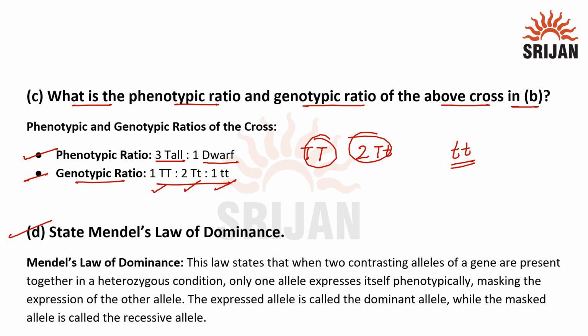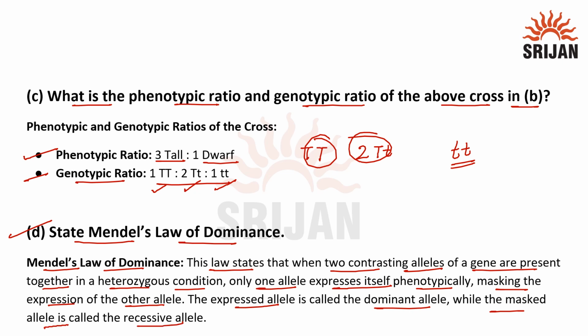Next is, state Mendel's law of dominance. Here we have Mendel's law of dominance. This law states that when two contrasting alleles of a gene are present together in a heterozygous condition, only one allele expresses itself phenotypically, masking the expression of the other allele. The expressed allele is called dominant allele, while the masked allele is called recessive allele. In this case, capital T is the dominant allele and small t is the recessive allele.